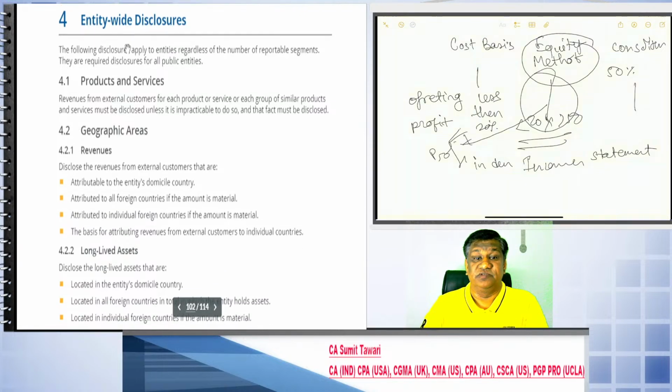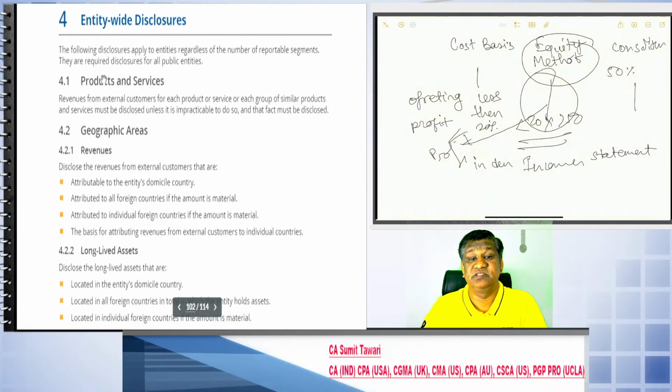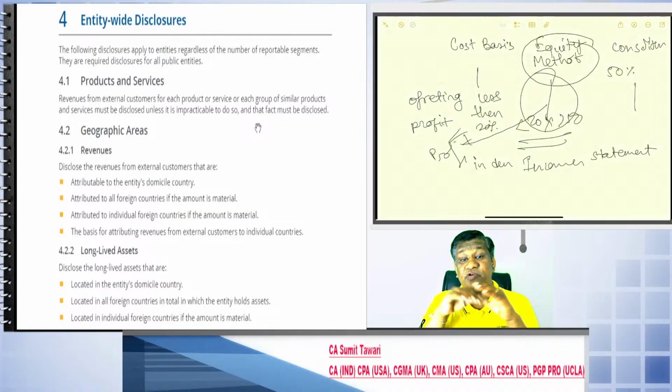Then entity-wide disclosure. Whatever we discussed till now is the disclosure for the reportable segments. Now entity-wide disclosure. It is basically the product and service revenue from external customers for each product or service, or each group of similar products and services, which must be disclosed unless it is impracticable to do so. So for each product and service we need to disclose what my external revenue and internal revenue are.